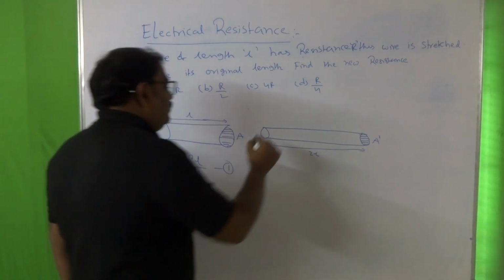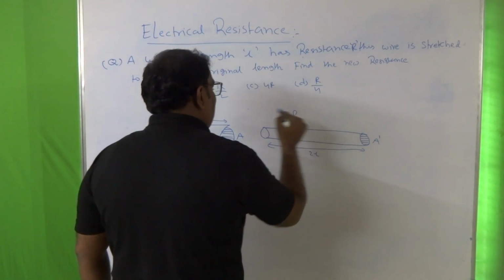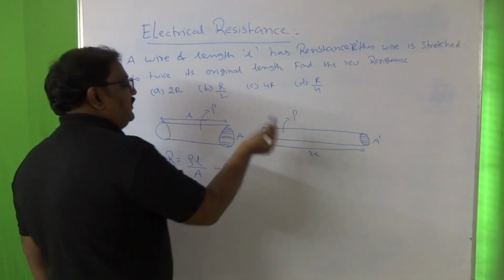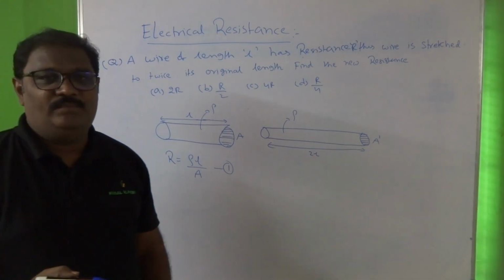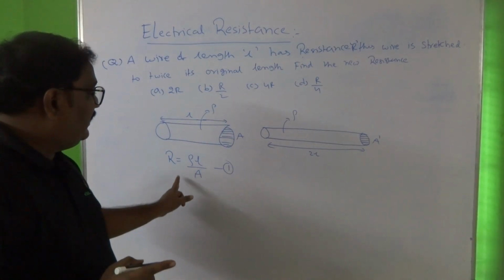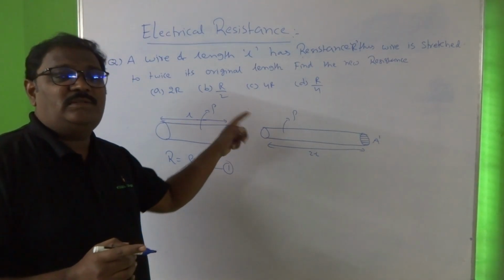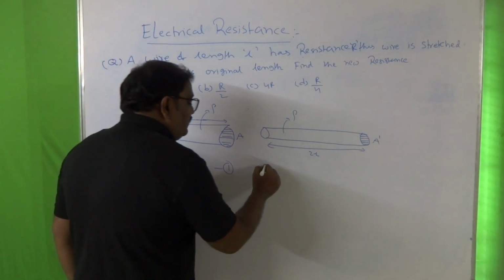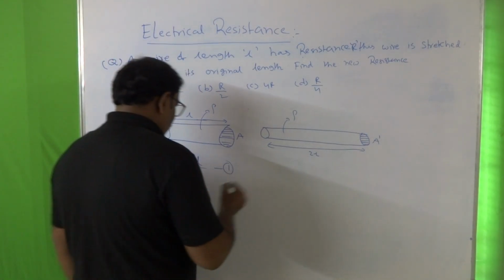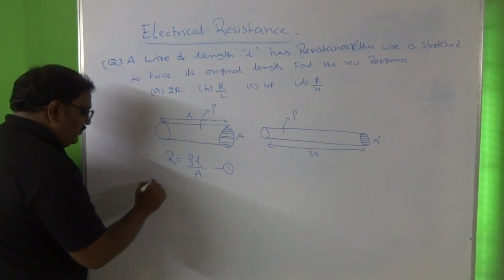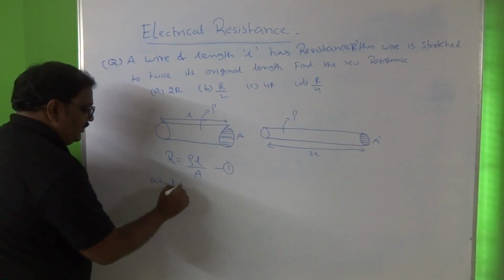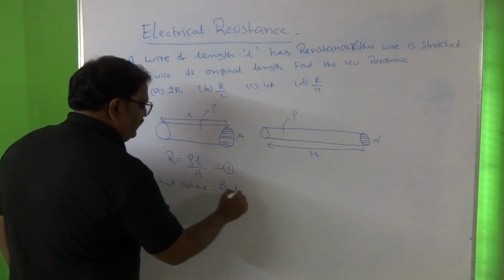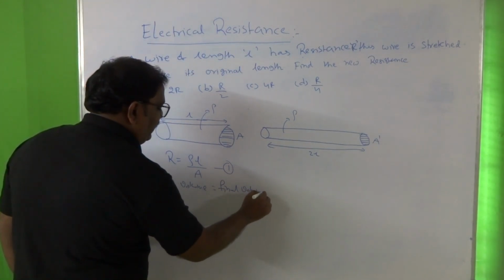Now the new resistance value: here the resistivity value is constant, and in both cases the resistivity value is the same. But please keep in mind, if the length changes or the area changes, the volume does not change. That means the initial volume equals the final volume.